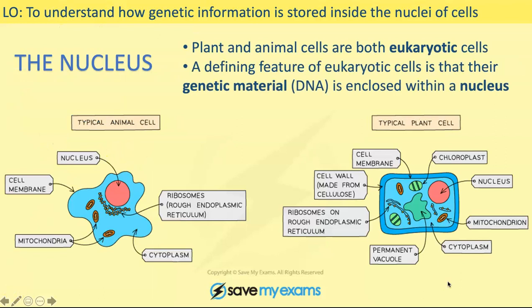So if we move on now, we're going to look at the nucleus in a little bit more detail. So plant and animal cells are both eukaryotic cells. The defining feature of eukaryotic cells is that their genetic material, or DNA, is enclosed within the nucleus. So I've put here the diagrams of animal and plant cells that we've already seen, and we can see they both have the nucleus here.